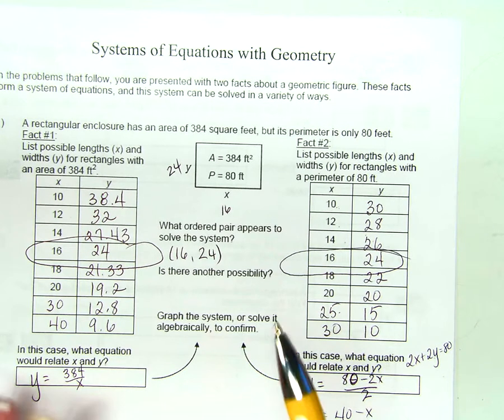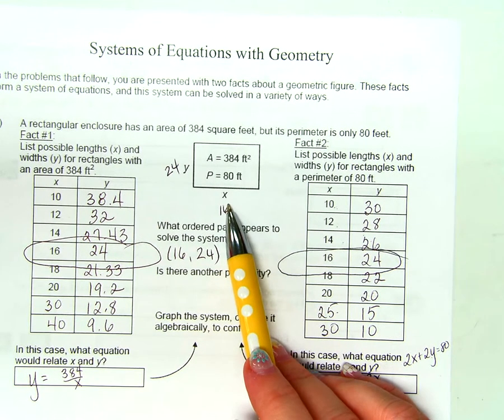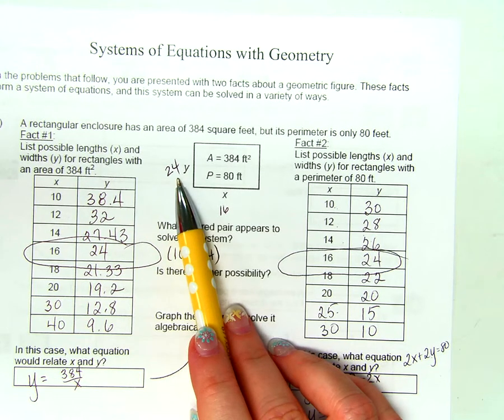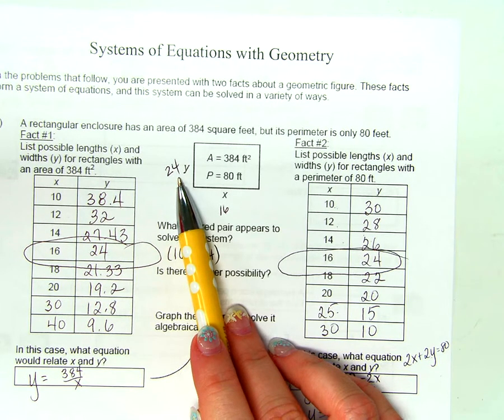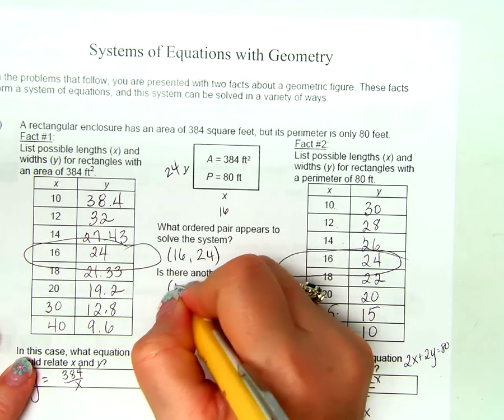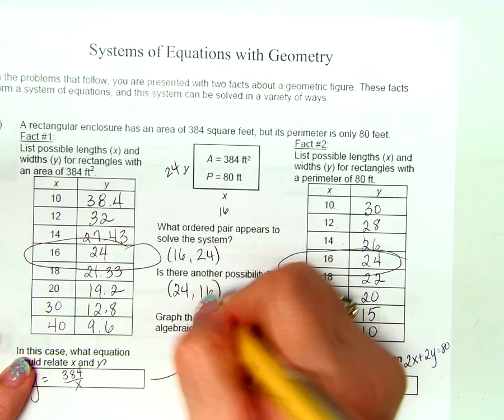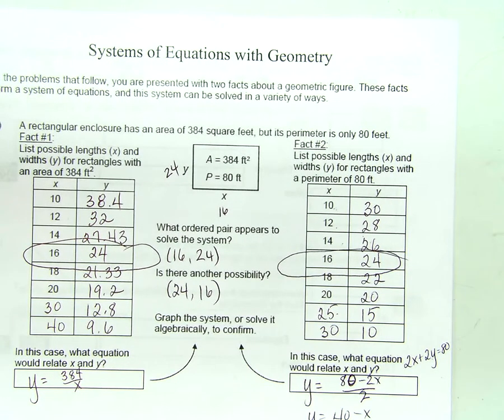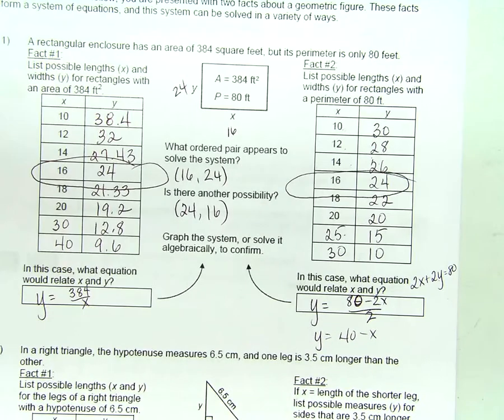What if x was 24 and y was 16? Isn't that a different rectangle? It's shaped differently. So is that kind of tricky to begin with? A little bit, okay? But the other possibility is 24, 16. So graph the system or solve it algebraically to confirm.